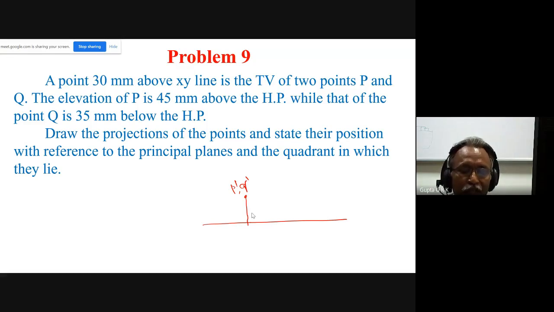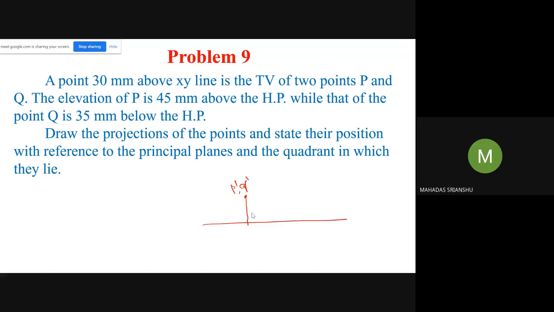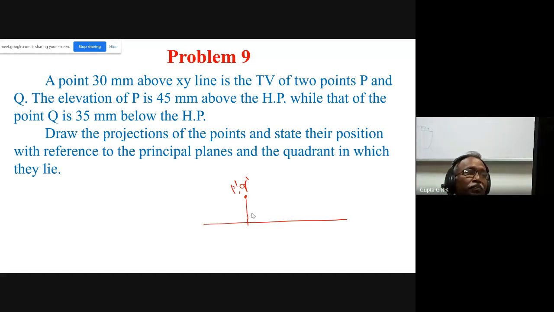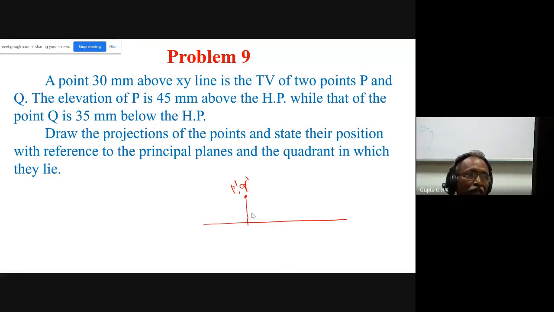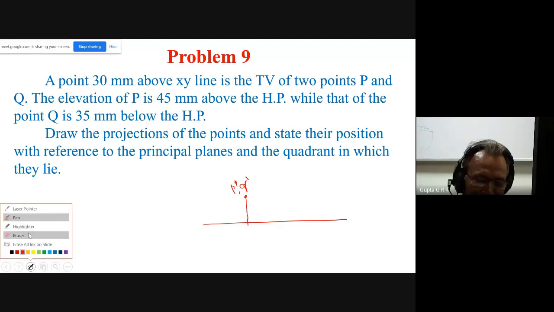The elevation means height, front view. Elevation means front view. Plan means top view. That is civil engineering language I told. Yes, sir, elevation is front view. So the front view of P is 45 above HP. What is it? Oh, sorry, this is not dash. Where is it?